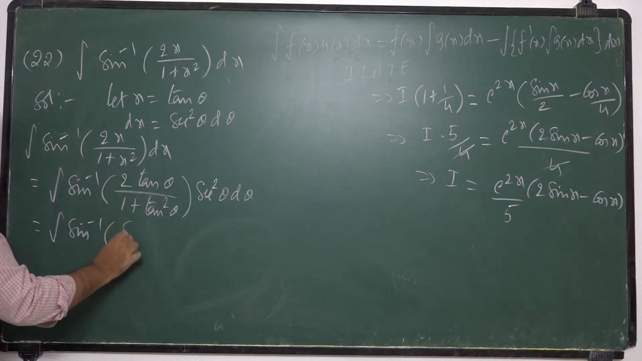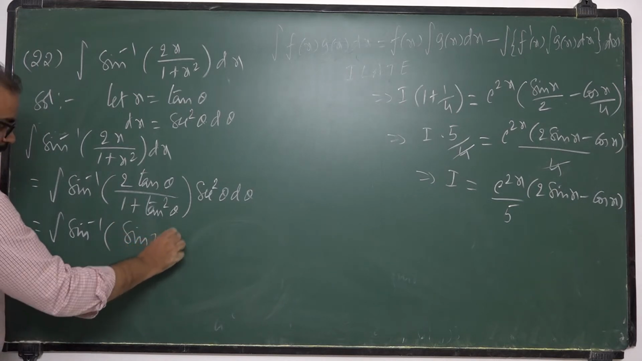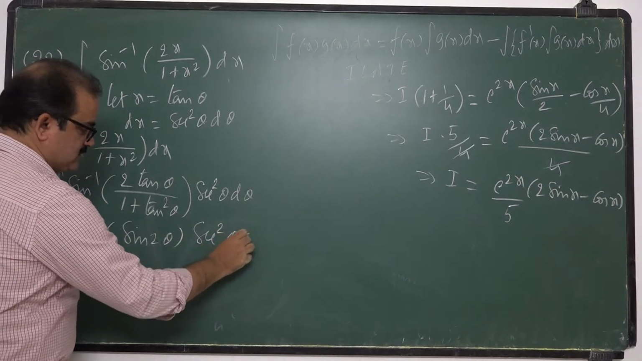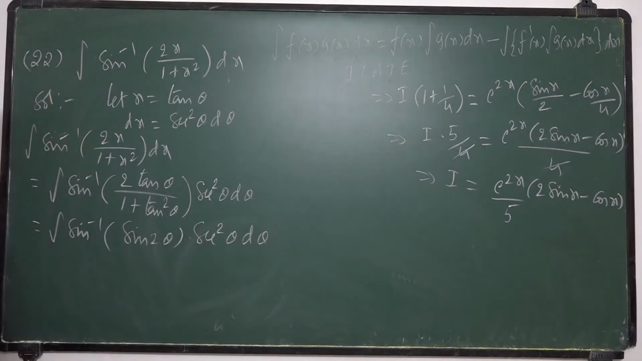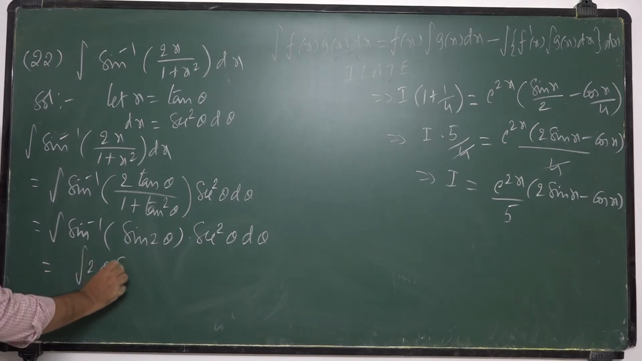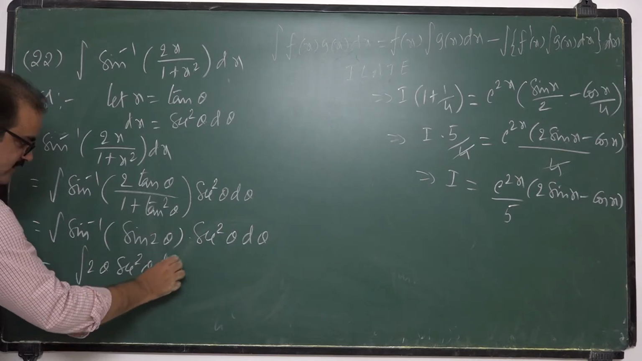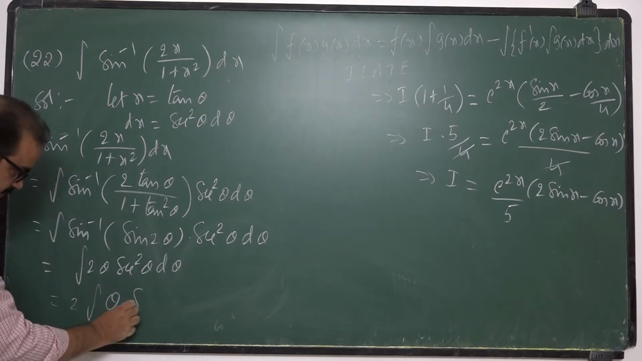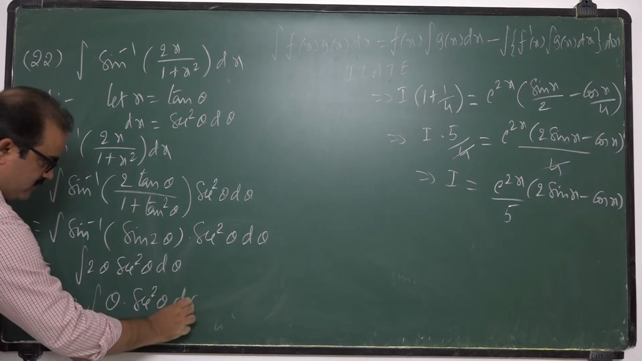This is the formula of sin 2 theta, into secant square theta d theta. Sin inverse sin 2 theta, the inverse is removed, we get 2 theta. 2 theta into secant square theta d theta. 2 is constant. Integral of theta into secant square theta into d theta.